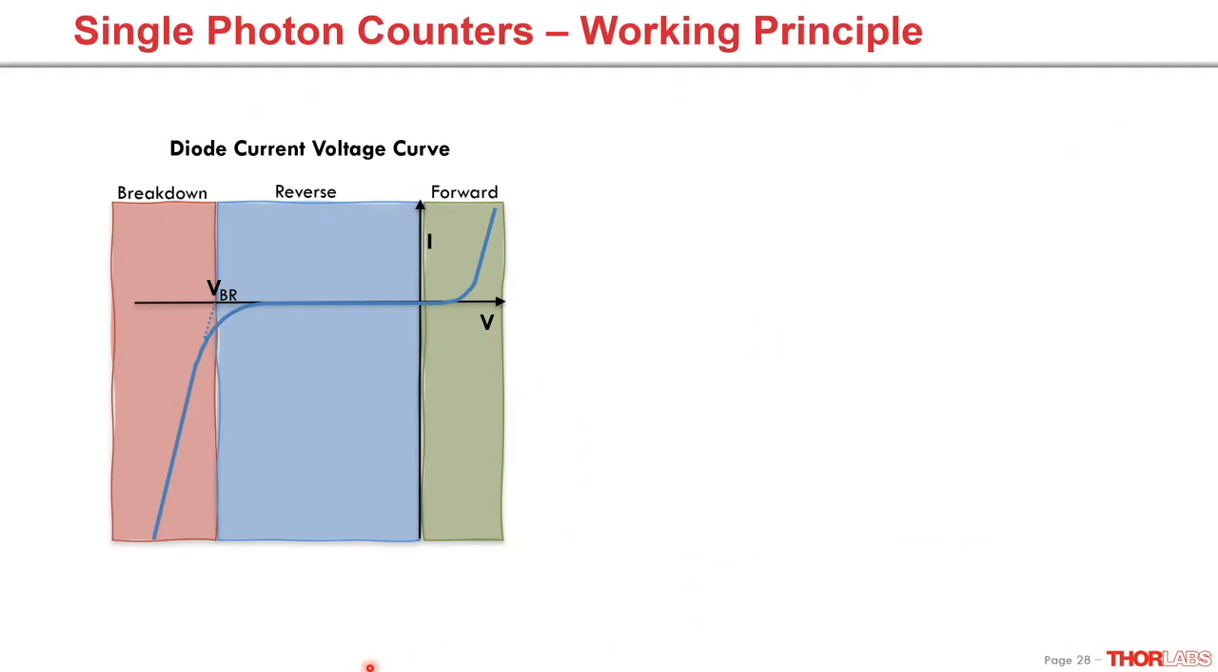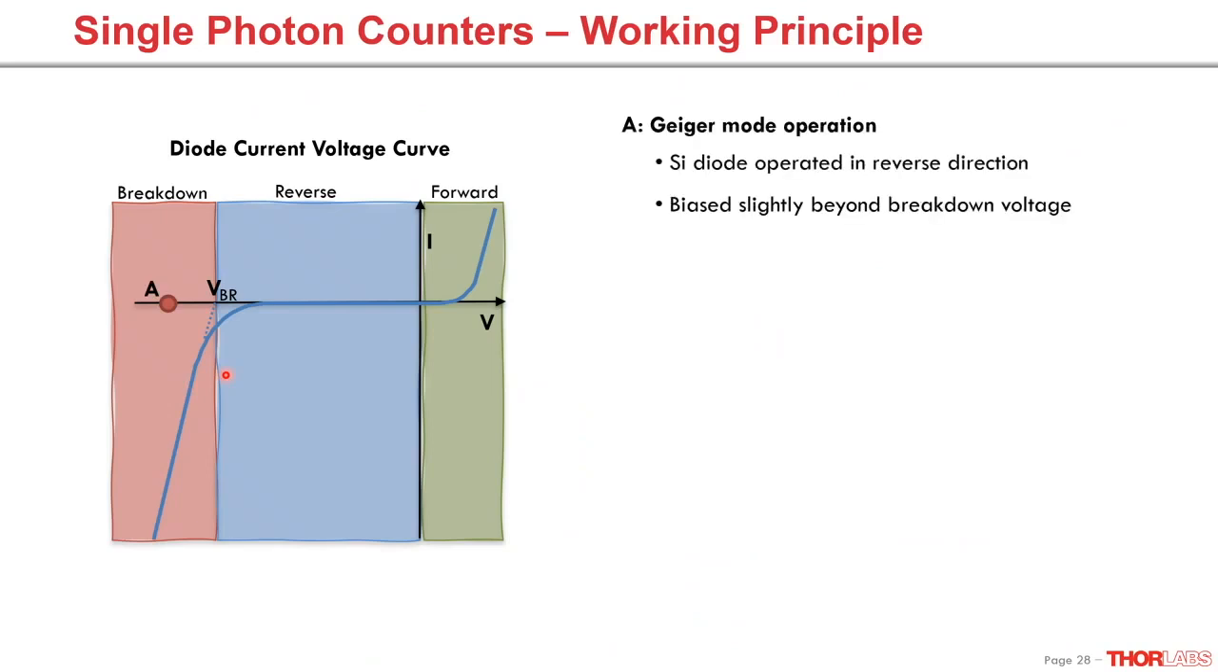Now let's come to step A and the speciality of single photon APDs, that they can be operated beyond the breakdown voltage, also called overvoltage. This mode is called Geiger mode.